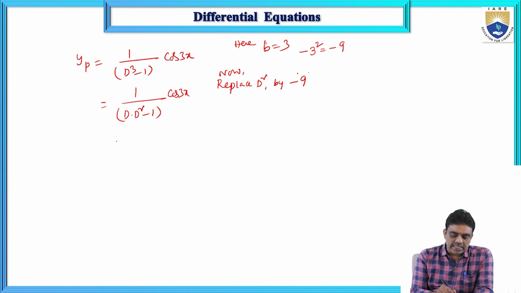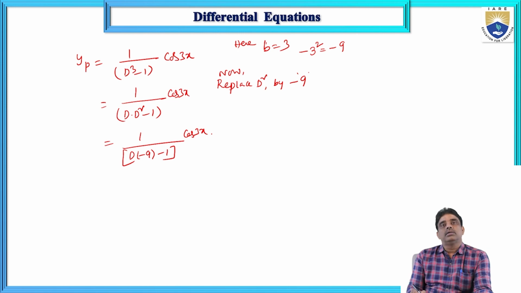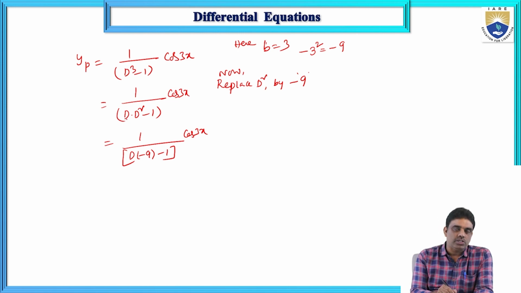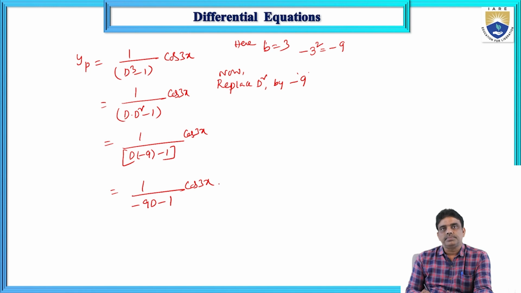So on replacing D square by minus 9, what we will get? D into minus 9 minus 1 of cos 3x. We are not substituting anything instead of D. We are substituting just wherever D square you find, D square or D power 4 or D power 6, like that. Instead of D square, you can replace by minus 9. So then what we will get here is 1 by minus 9D minus 1 of cos 3x.